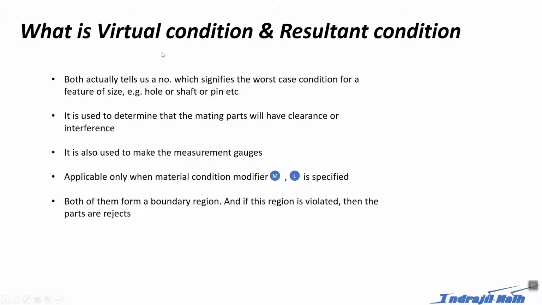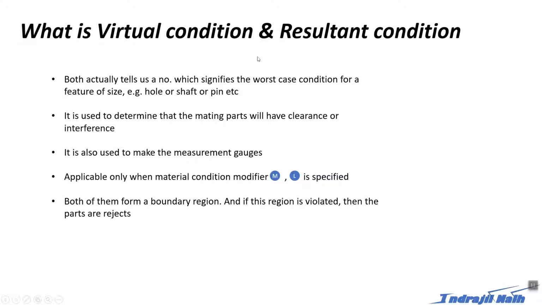We'll quickly go through it, as I have discussed this in part 1 as well. Virtual and resultant conditions are boundaries that signify the worst case condition for the feature of size. They are used to determine the clearance or interference in mating parts, whether they will interfere or have clearance. They are also used to make measurement gauges, which are used to inspect whether the parts are correct or not.